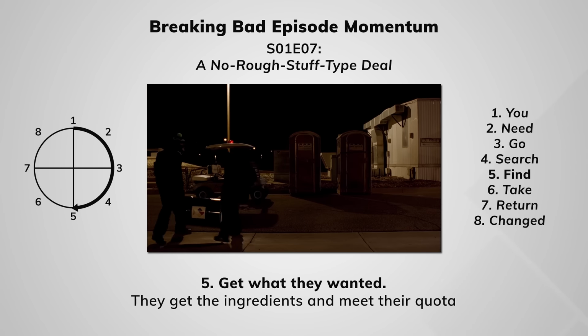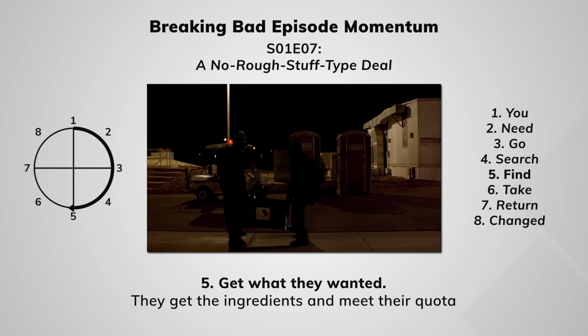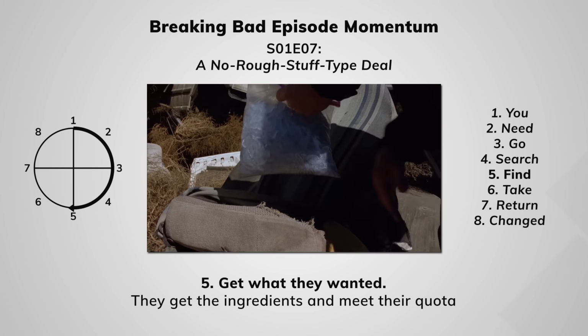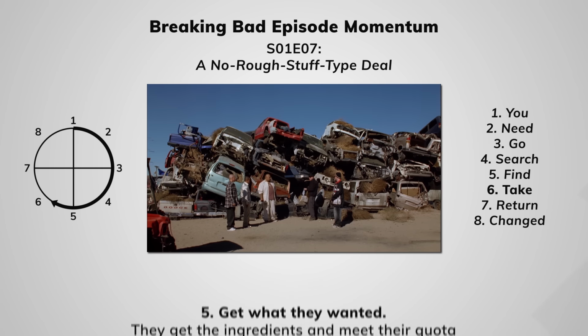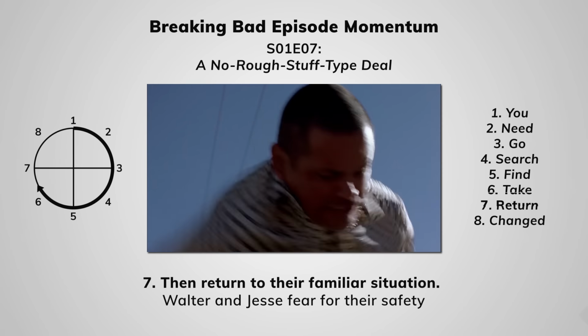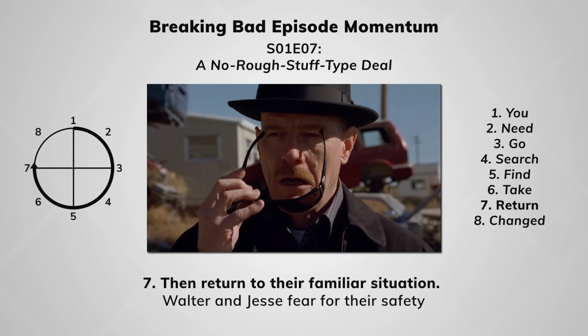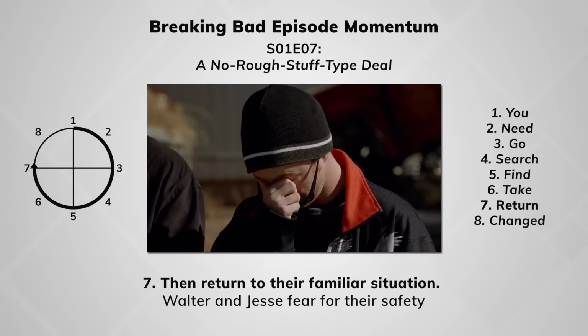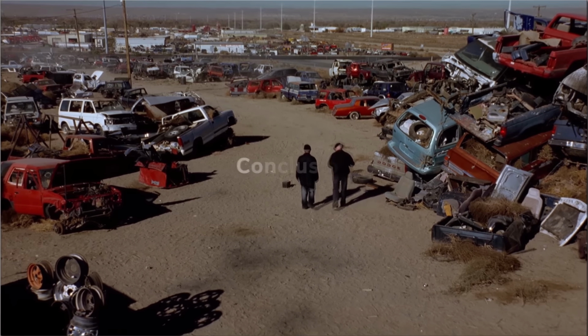Walter gets what he wants when he and Jesse steal the ingredients they need and they cook enough meth. But when they deliver the meth to Tuco, he beats one of his men to death. Walter and Jesse are reminded just how dangerous their situation is, and we are set up for the second season.